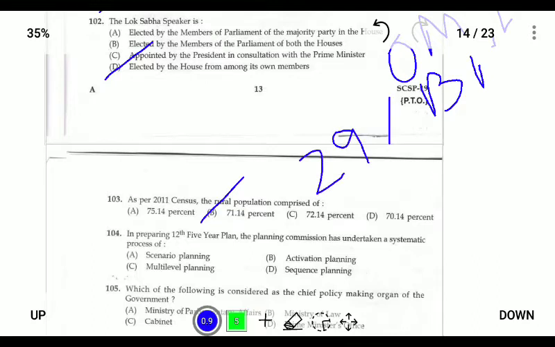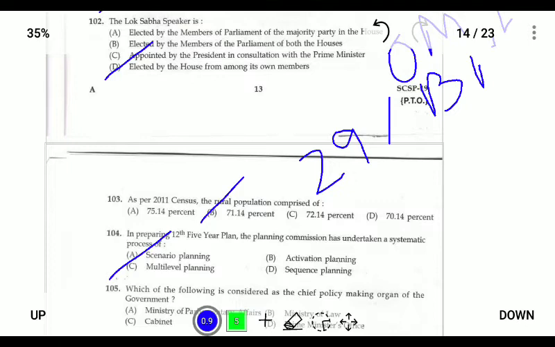Next, 104. In preparing the Draft Five Year Plan, the Planning Commission has undertaken a systematic process of sort of Draft Five Year Plan, which was replaced by the Niti Aayog. So it proposed for multi-level planning. So C is the correct answer.